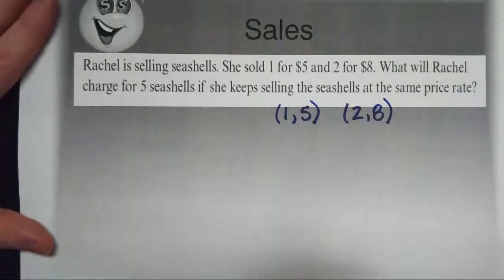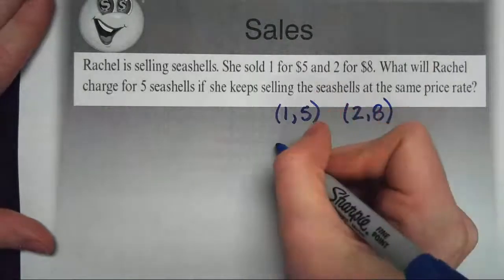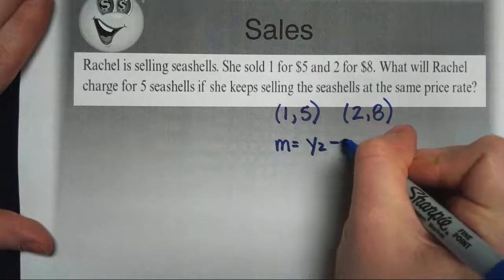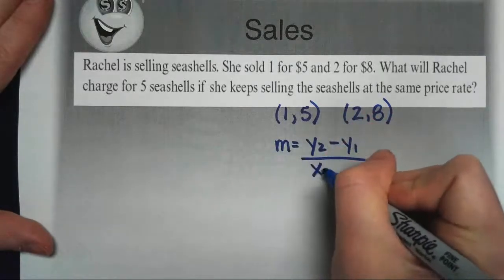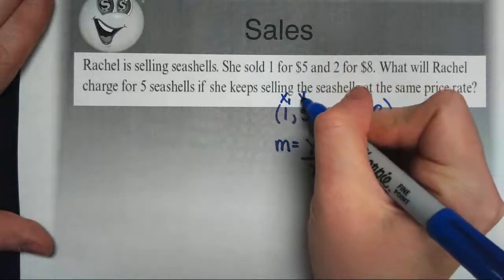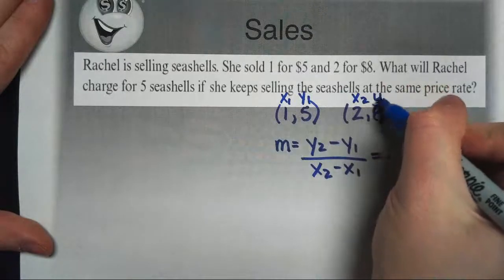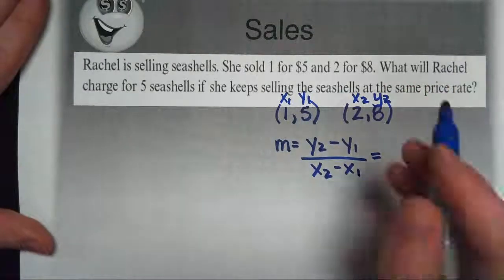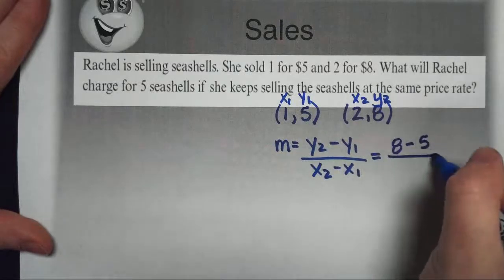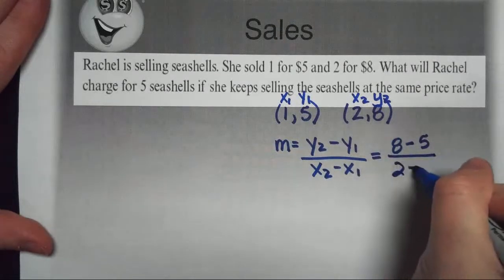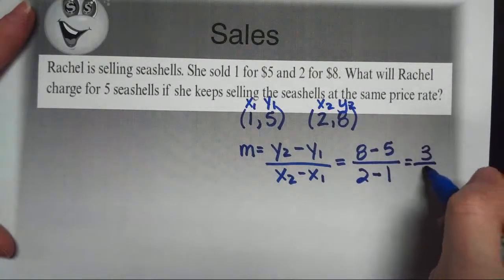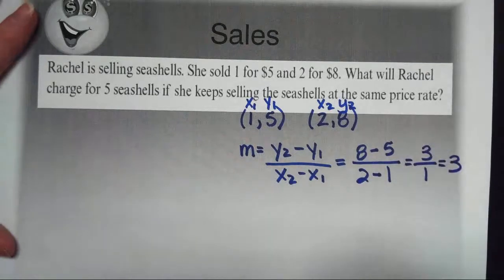Now, if we want to create the equation of a line here, we can use our slope formula first to find the slope. So y2 minus y1 over x2 minus x1. So I'm going to do this. I'm going to say x1, y1, x2, y2. All right, y2 is 8 minus y1, which is 5. x2 is 2 minus x1, which is 1. 8 minus 5 is 3, 2 minus 1 is 1, and that gives me a slope of 3.